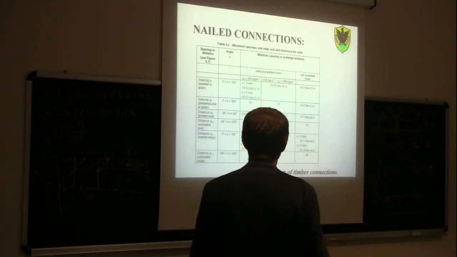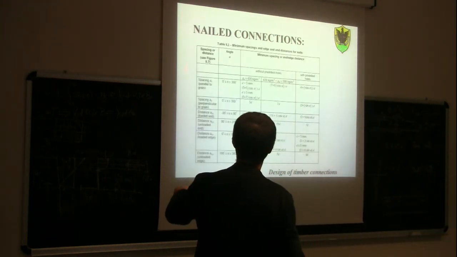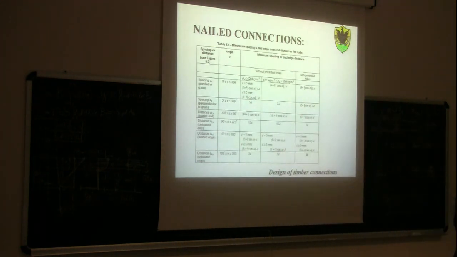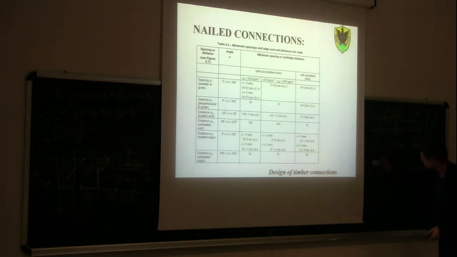And then these are the minimum spacings and edge distances for nails. So let's try to understand what it means, and what the comparison is, for example, with the spacing that you use for steel structures. Now, you haven't studied steel structures yet, I guess, because you have to do it later. So, anyway, let's have a small comparison.